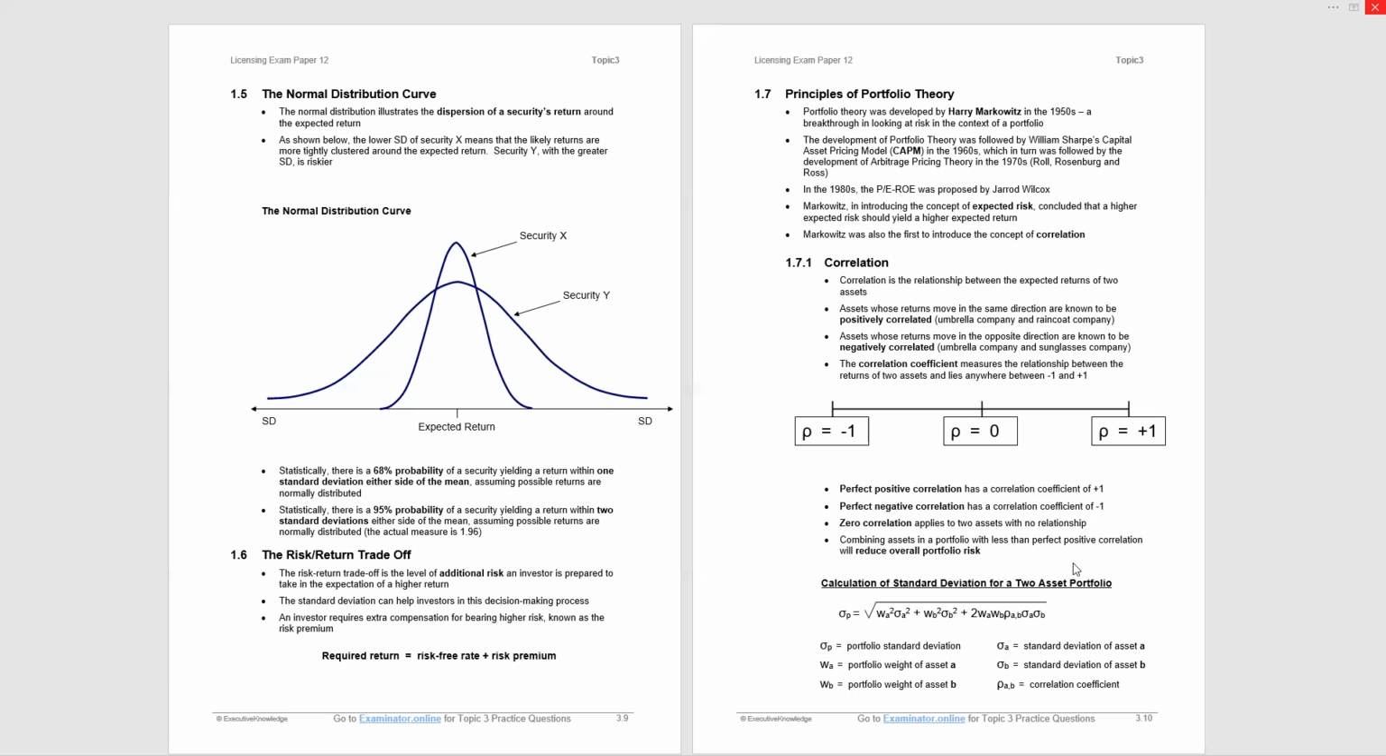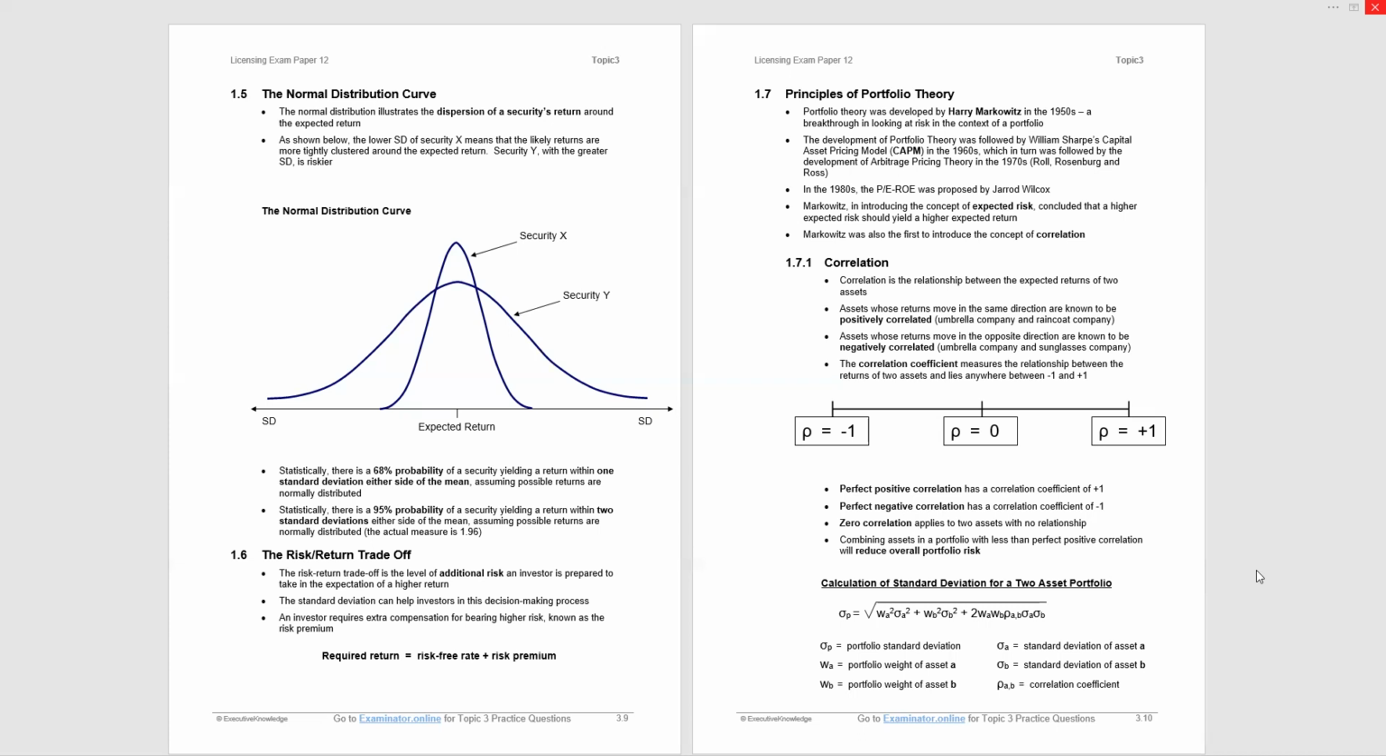So here's the formula for the calculation of standard deviation for a two-asset portfolio. Oh, do I need to know this formula for the exam? Sadly, yes. There's no way around it, you've got to memorize it. Memorize that formula, and then in the exam, the minute you get into the exam room, on a scrap piece of paper, when the exam starts, write down the formula. So what does it tell us?